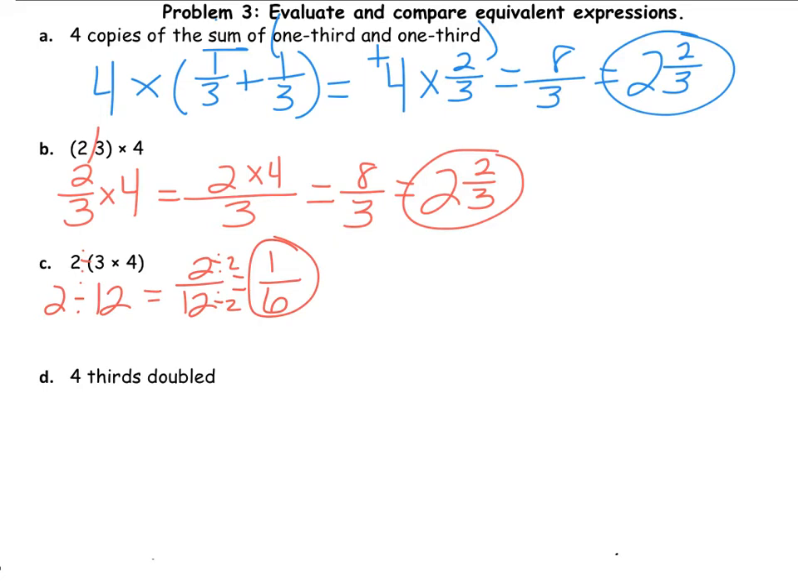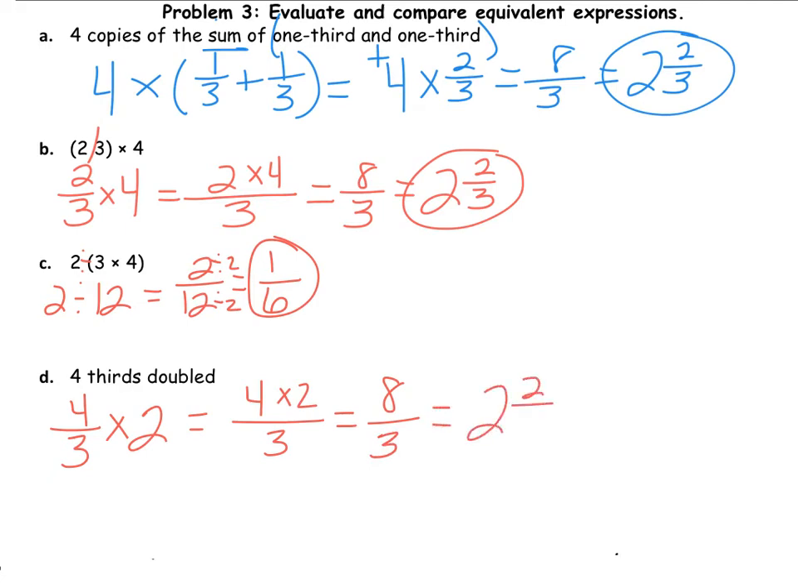Let's do letter D. 4/3 doubled. So that means times 2. Well, I'm going to put my numerators together over my denominator. 4 times 2, 8. My denominator stays the same. 8/3, I just happen to know, is 2 2/3. So A, B, and D are equivalent. C is not. Order matters. So make sure you're always solving what is in parentheses first.